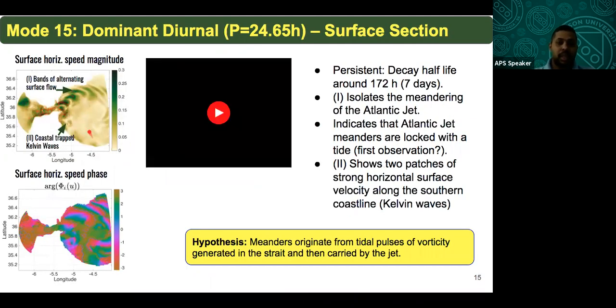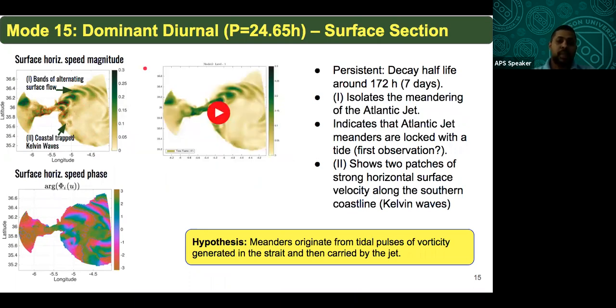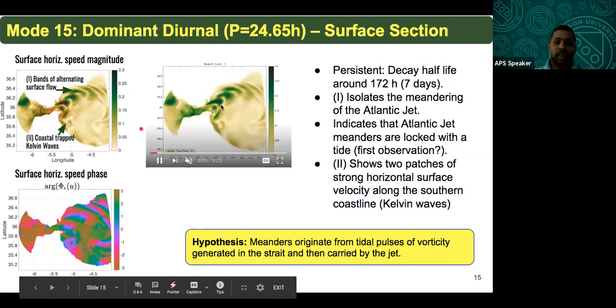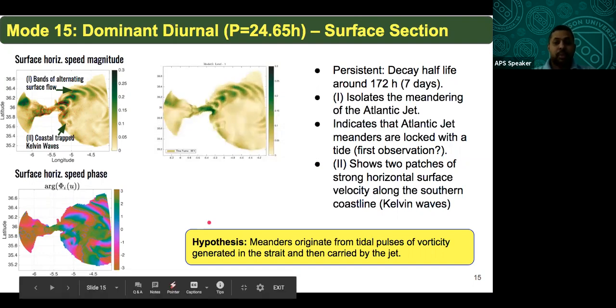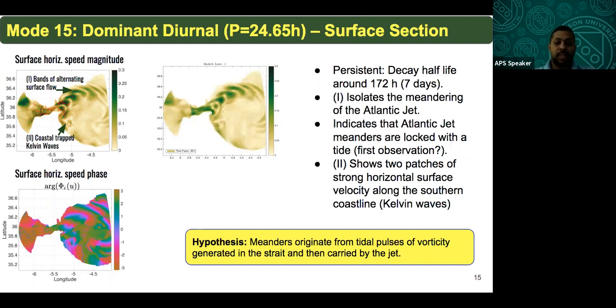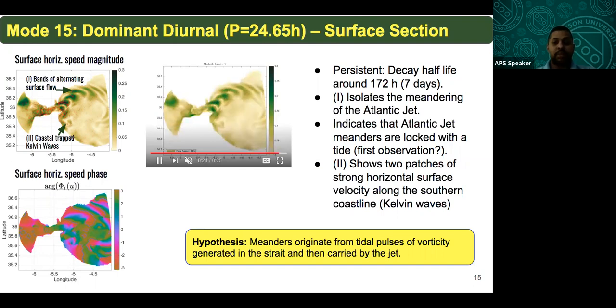Now, this is the most important mode that we found because it reveals a few interesting features. One interesting feature is this alternating band here in this surface plot. We can identify this as a meandering mode, and we hypothesize that this meandering originates from the tidal pulse of vorticity generated in the strait and then carried by the jet. This is an interesting feature we identified.